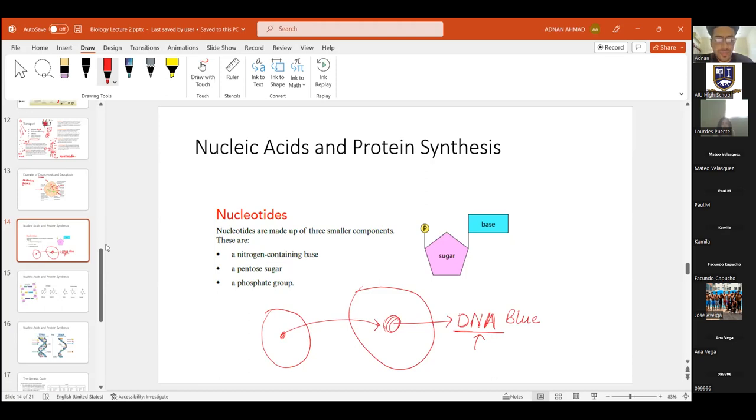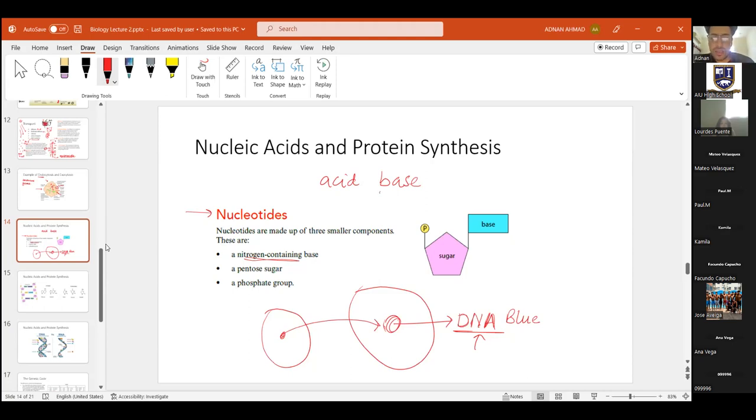So what is the structure of the DNA? It has nucleotides. And what is a nucleotide? It consists of three parts, starting with a nitrogen containing base. Have you guys heard of acids and bases before? What is an acid and what is a base? Anyone? Okay.